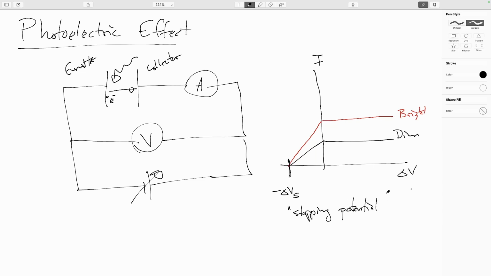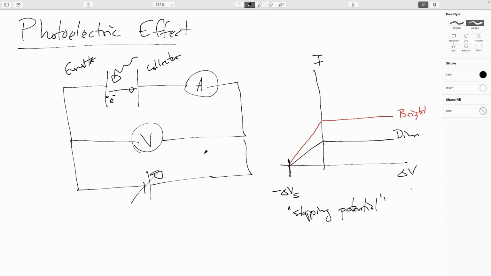So this is where the voltage is negative, which means we've reversed the direction of the battery. So what we can understand is the light kicks the electron out, and then the electric force is forcing the electron back. For a high enough voltage, all of the electrons get forced back to the emitter before they make it over to the collector.